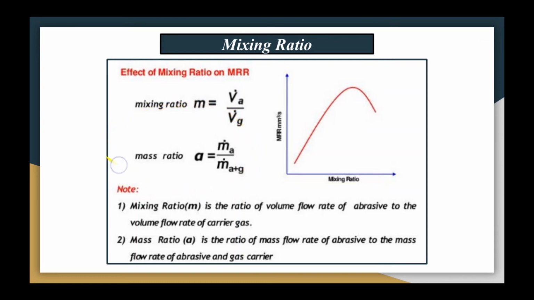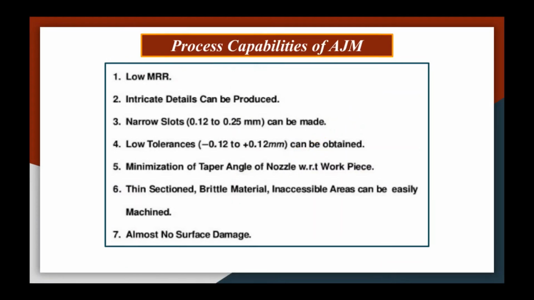And there is another term which is known as mass ratio. It is given by MA divided by MA plus MG, where MA is the mass of abrasive particles and MA plus MG is the mass of abrasive particles plus the carrier gas. Now there is a formula also to calculate this. Okay, this is the effect of mixing ratio.